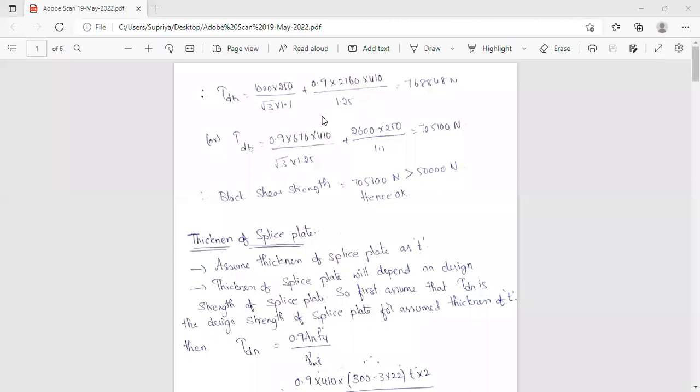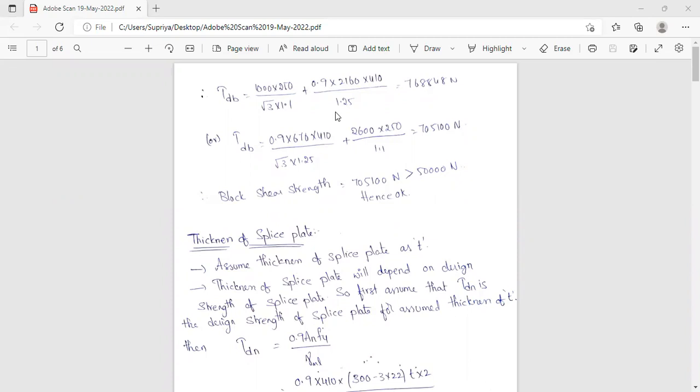So in the previous class, we discussed the tension splice. What is the tension splice, and what does the design of a tension splice include? Mainly, the design includes deciding the thickness of the splice plate and deciding the number of bolts, or the length of weld we have to provide. In the connection we may use a bolted connection or a welded connection.